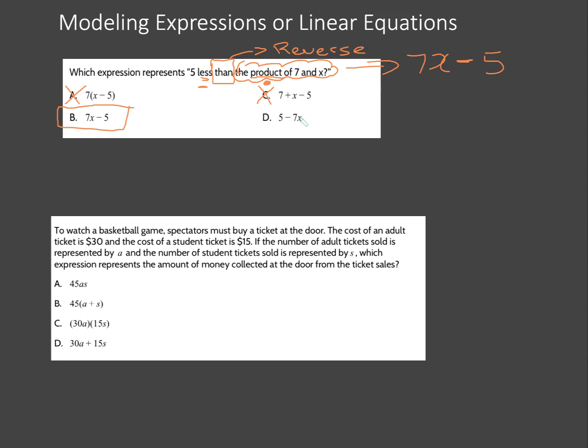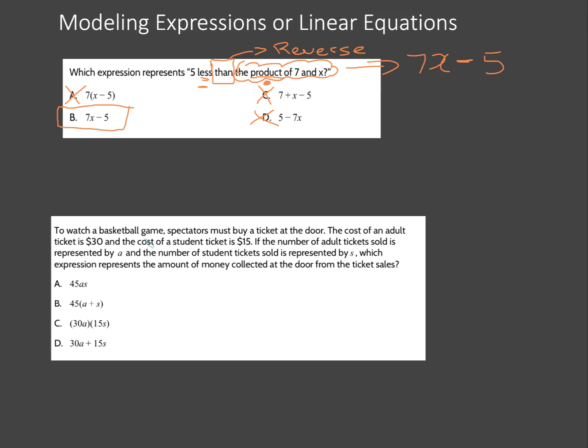And D, notice that the 7x was supposed to be our first term. In D, it's our second term. So that is not our answer. Because remember, you have to write in reverse because of the word than. Always remember those keywords that tell you you have to reverse your order, which is than, and also the word from. Now sometimes you're given word problems which are very wordy, such as this one.